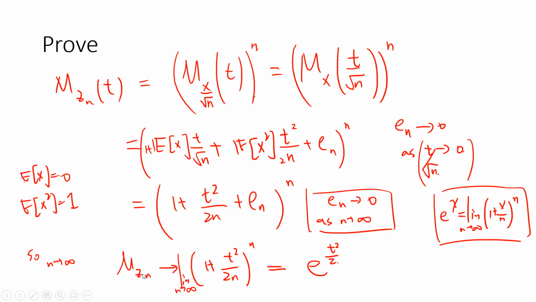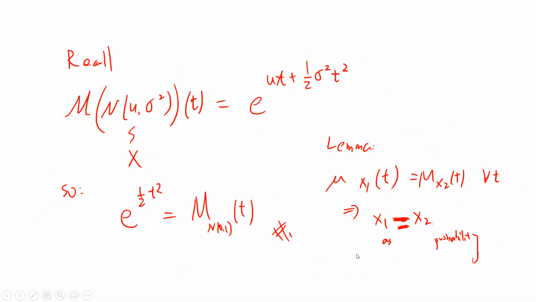So when n is very large, the moment generating function of Zn becomes, in the limit as n goes to infinity, we can ignore the error term, so it becomes 1 plus t squared divided by 2n to the power n. By the definition of the natural constant, this is exponential of t squared divided by 2. So the moment generating function is exp(t squared divided by 2). Compared to the usual normal distribution with mean mu and variance sigma squared, whose moment generating function is exp(mu t plus a half sigma squared t squared), we know that this is exactly the normal distribution with mean 0 and sigma squared equal to 1.